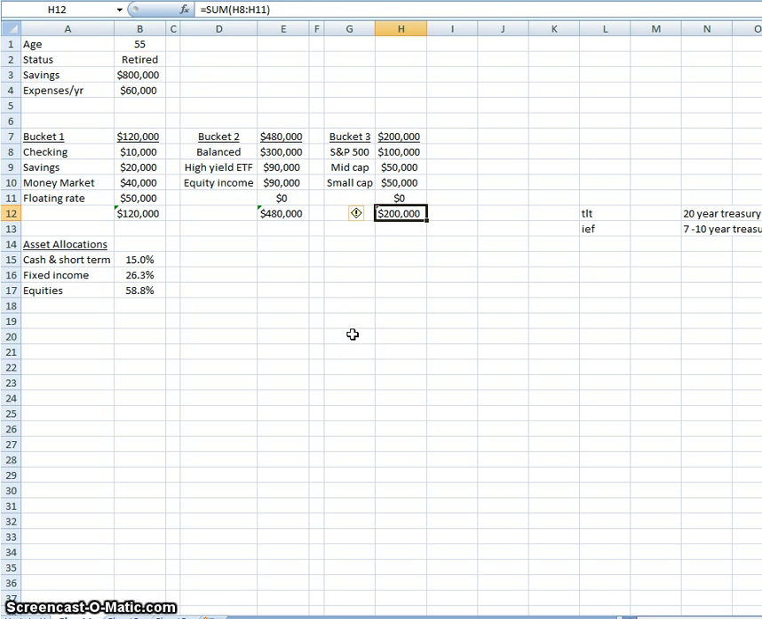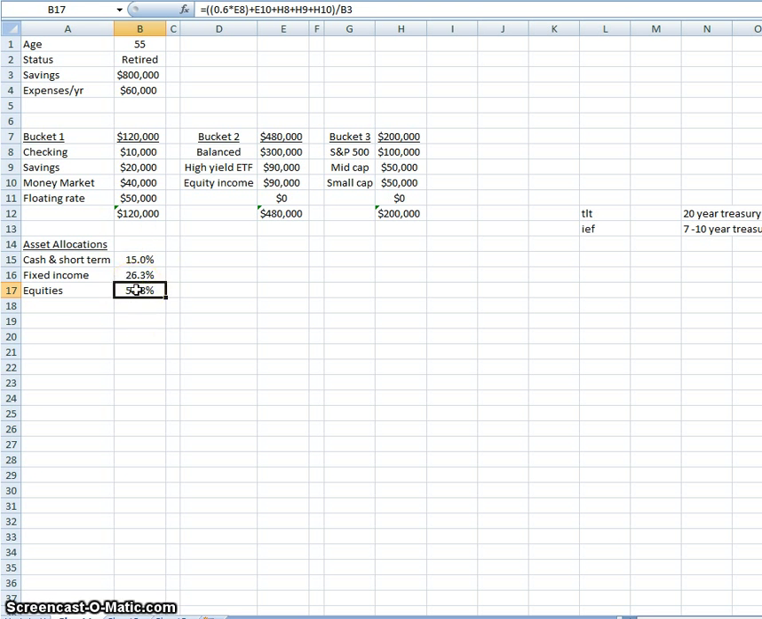Now, I recommend performing a check and balance by coming up with a computation of your asset allocations. So out of all of these investments, cash and short-term, 15% of the $800,000. Fixed income, 26%, and equities, 58, almost 59%. Now, if you're 55, you may be comfortable, depending on your risk tolerance, with 59% in equities. But let's say you're not. Let's say you run that analysis and go, I really don't want to carry that much in terms of my longer term risk. I'd like to balance things a little bit differently.